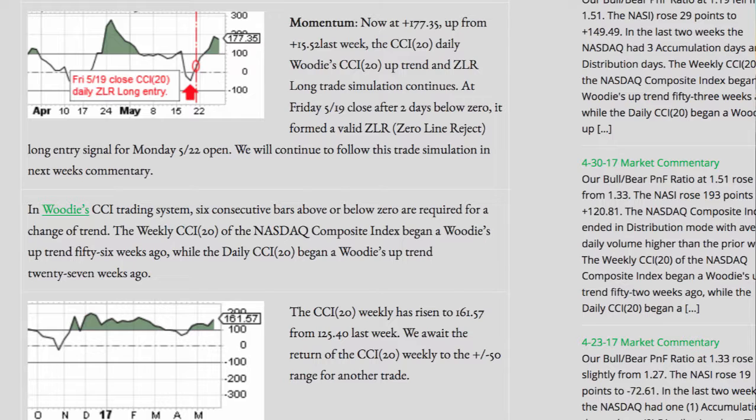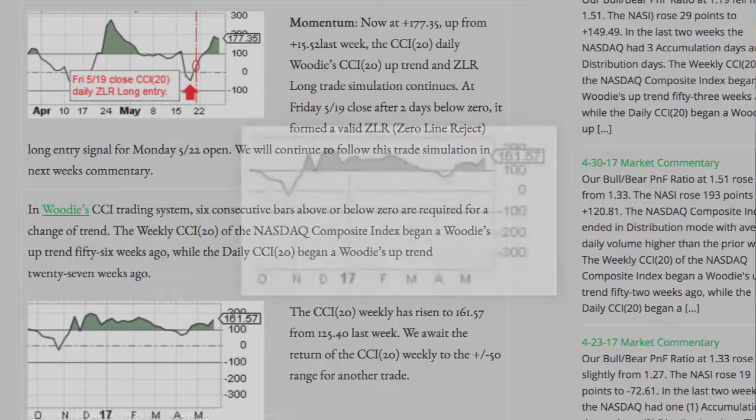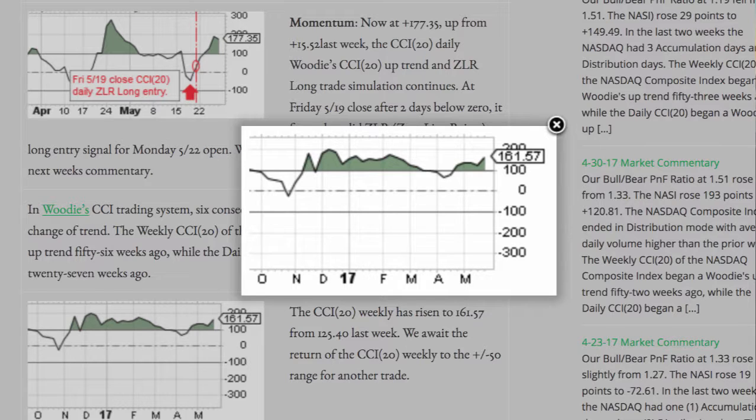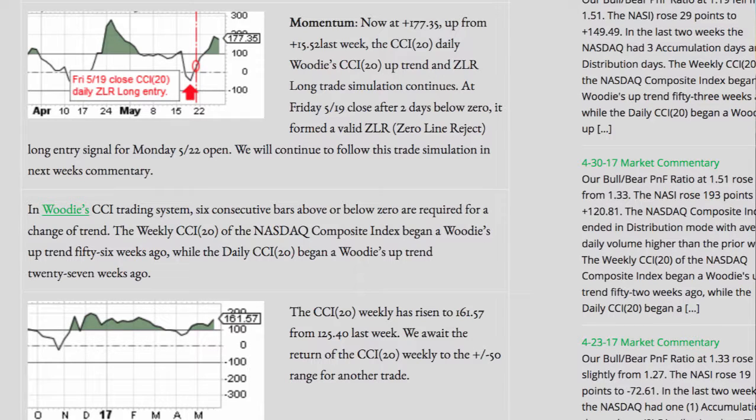In Woody's CCI trading system, 6 consecutive bars above or below zero are required for a change of trend. The weekly CCI 20 of the Nasdaq Composite Index began a Woody's uptrend 56 weeks ago, while the daily CCI 20 began a Woody's uptrend 27 weeks ago. The CCI 20 weekly has risen to a positive 161.57 from 125.40 last week. We await the return of the CCI 20 weekly to the plus or minus 50 range for another potential trade.